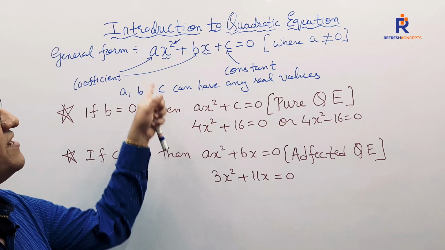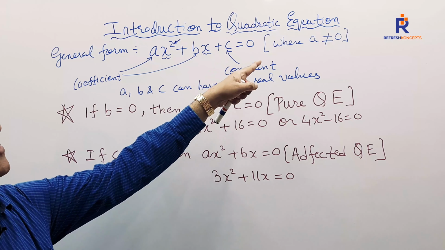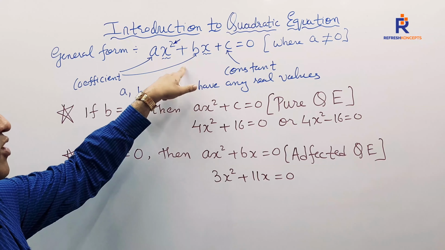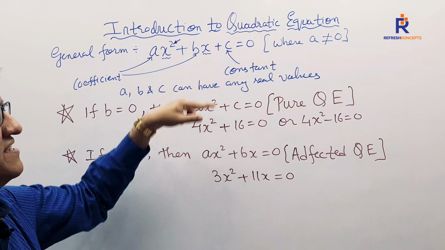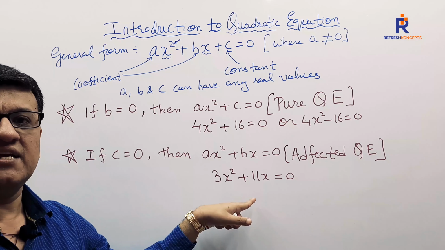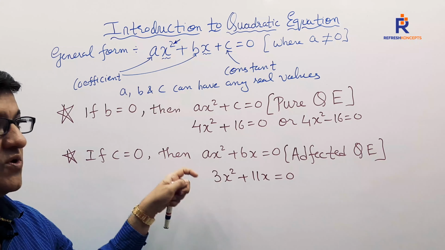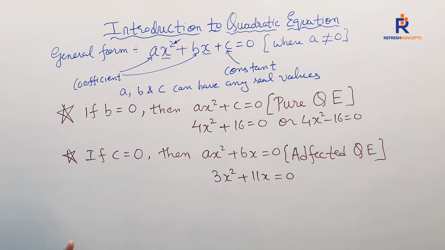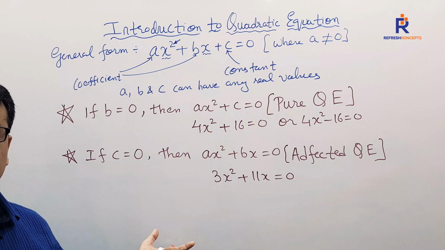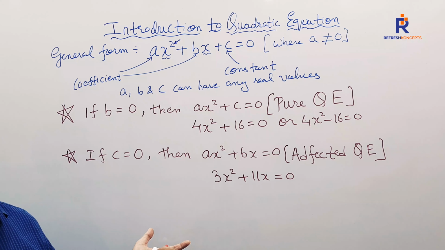So, once again, ax square plus bx plus c equals to 0, where a not equal to 0, is the definition of a quadratic equation. What if b is 0? We get a pure quadratic equation. What if c is 0? We get an adfected quadratic equation. I hope my children have understood the three types of quadratic equation we can have. This is the general definition, or introduction, to quadratic equations. We will solve much further. You will understand many more things as we proceed and solve sums. You will be able to categorize what equations are pure, what equations are adfected, and how to solve them. That's what we are going to see in the further slides.